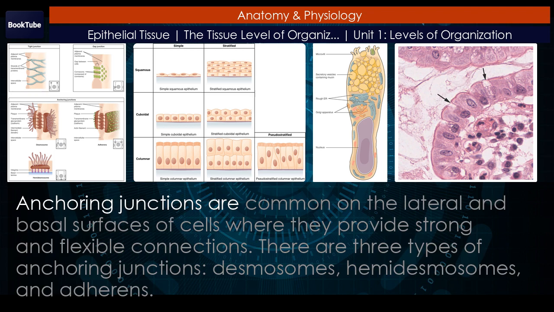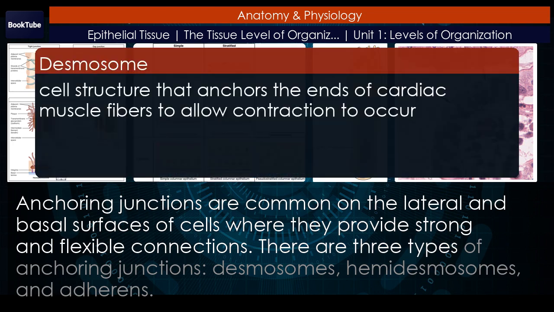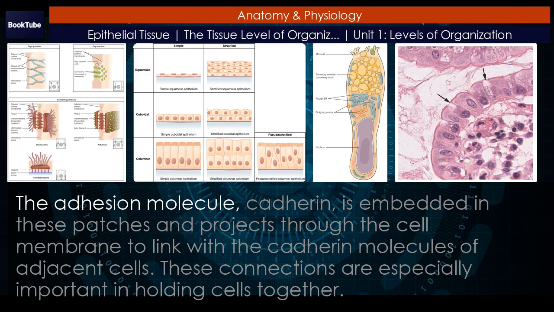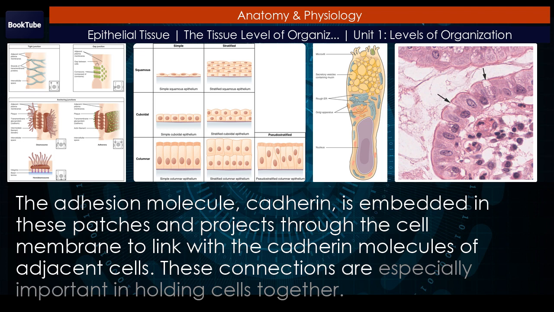Anchoring junctions are common on the lateral and basal surfaces of cells where they provide strong and flexible connections. There are three types of anchoring junctions: desmosomes, hemidesmosomes, and adherens. Desmosomes occur in patches on the membranes of cells. The patches are structural proteins on the inner surface of the cell's membrane. The adhesion molecule, cadherin, is embedded in these patches and projects through the cell membrane to link with the cadherin molecules of adjacent cells. These connections are especially important in holding cells together.